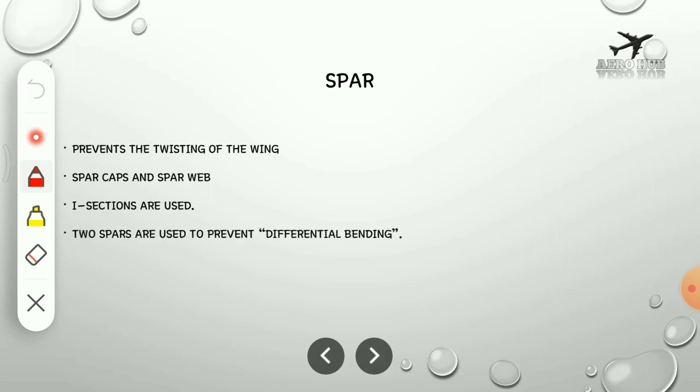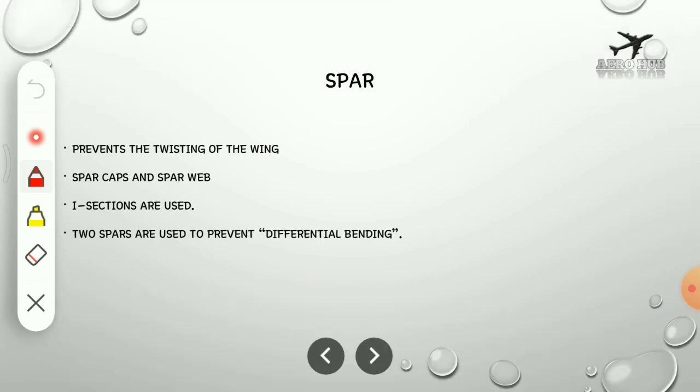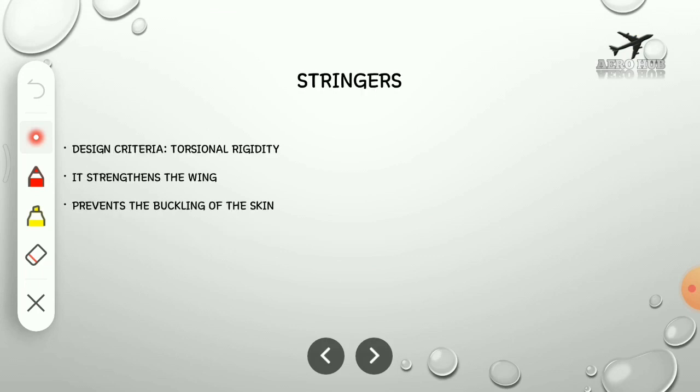I told you earlier we will be using more than one spar, or a two spar wing. It will be mainly used to reduce something called differential bending. What is differential bending? I have made a video earlier. Please check out the videos on my channel. Then stringers are mainly used to reduce the effective length of buckling, and also to strengthen the wing. The design criterion that is used is called torsional rigidity. That is, we should design a stringer in such a way that the rotation is minimum.